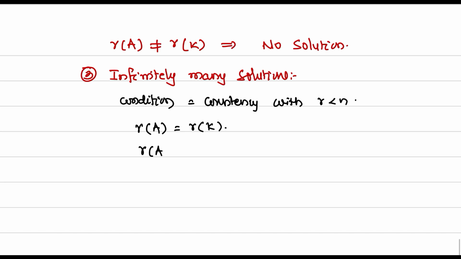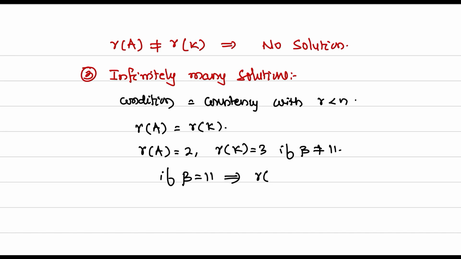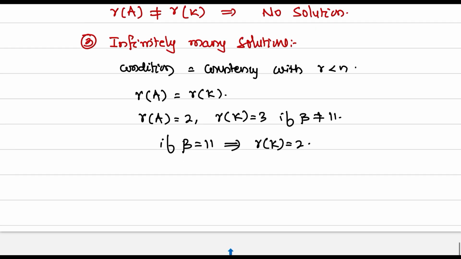RA is equal to 2 here. Last row is totally 0. RK is equal to 3 if beta is not equal to 11. If beta is equal to 11, that implies RK is also equal to 2. If beta is equal to 11, how do you write the augmented matrix? Please write it. When alpha is equal to 44 and beta is equal to 11, how will the augmented matrix be?